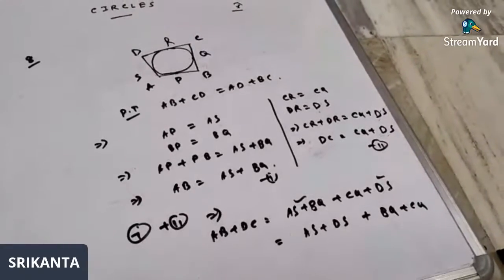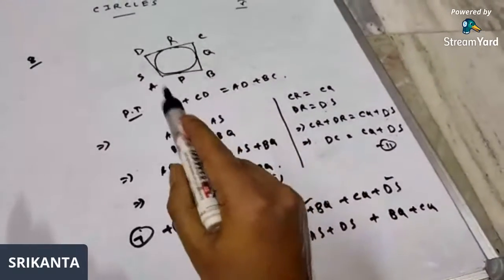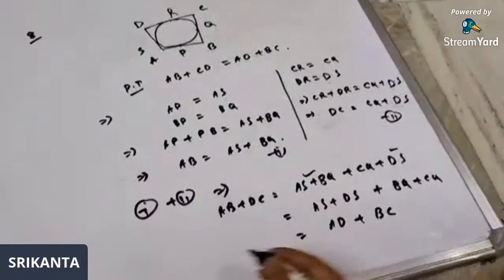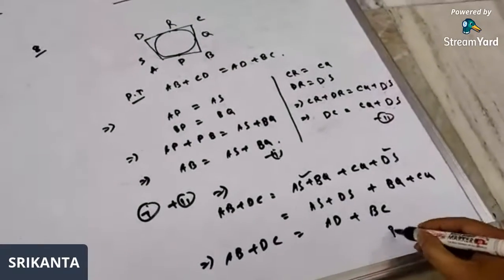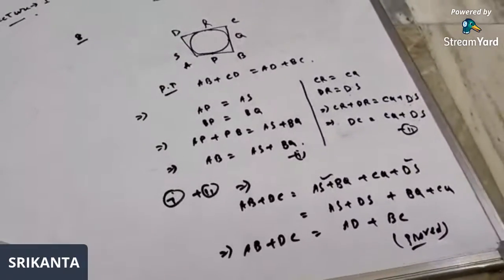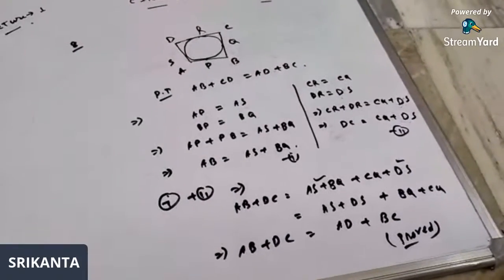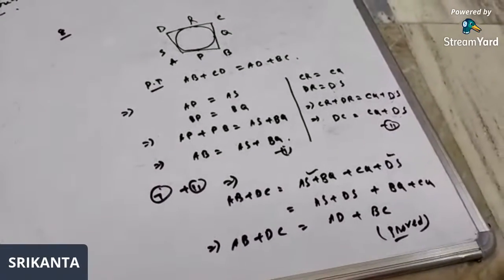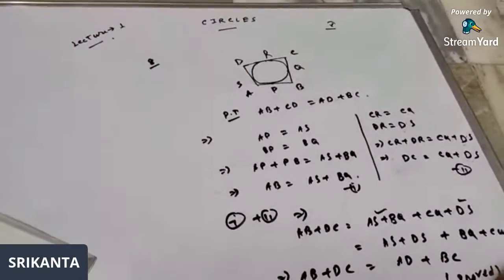As you can say, BQ plus QC, this becomes BC, and AS plus DS becomes AD, right? This becomes AD and this becomes BC. So we have whatever AB plus DC is equal to AD plus BC. Okay, proof is very easy. Let us do the next one then. Question number 9.